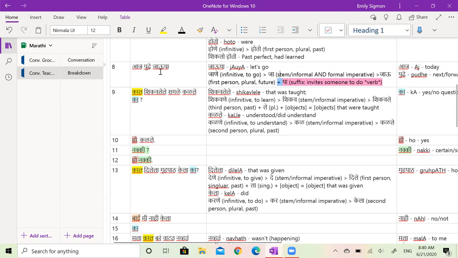Aaj pudhe jauya. So jauya is let's go. Ya added to the end means you're inviting somebody to do something. Jau is we go, so it becomes let's go when you say jauya. How will you say let's work? Apply the same rules and say let's work. Kam karuya. Right.